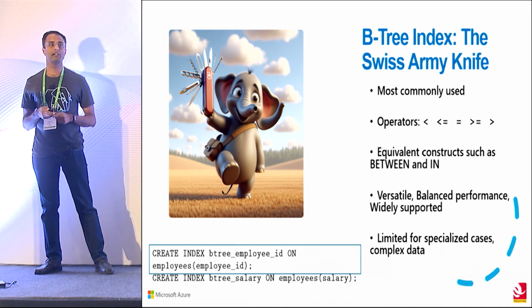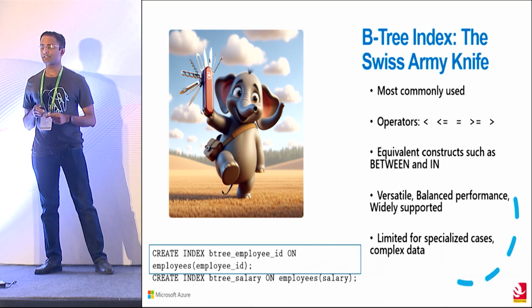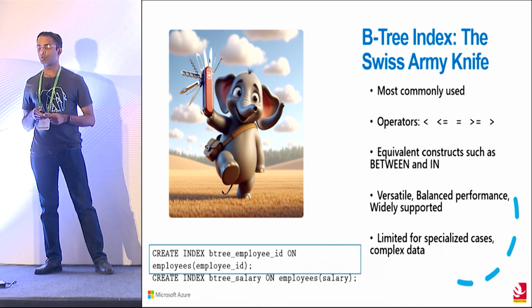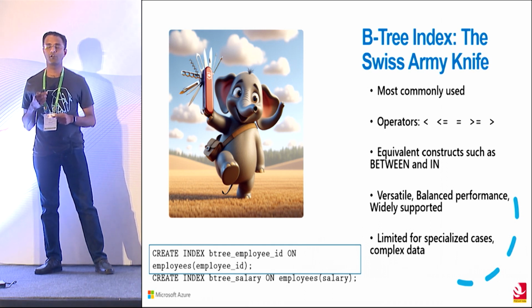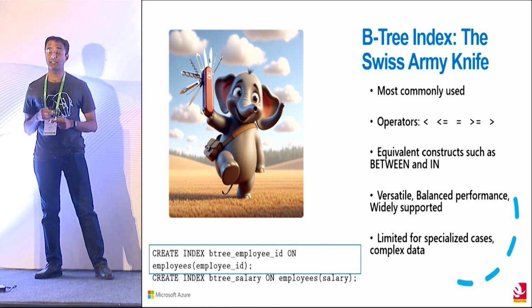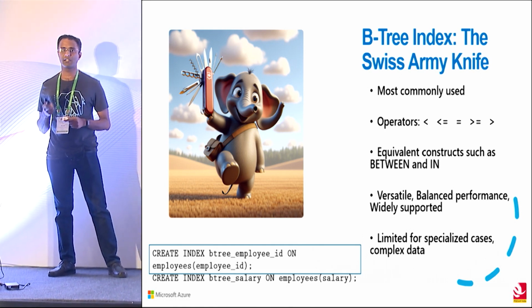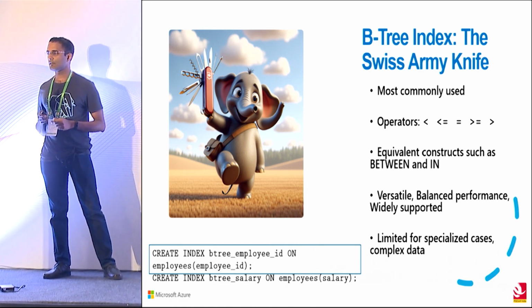In fact, it is the default indexing method used in Postgres for a wide variety of data types. Wherever you see comparison operators, such as what you see on the slide, the Swiss Army knife or the B-tree index is typically your go-to. I've shared an example as well of how you create a B-tree index. There are some limitations, of course, for very specialized or complex data types, where maybe a B-tree index is not the way to go. But by and large, for the most part, a B-tree index is a good bet.